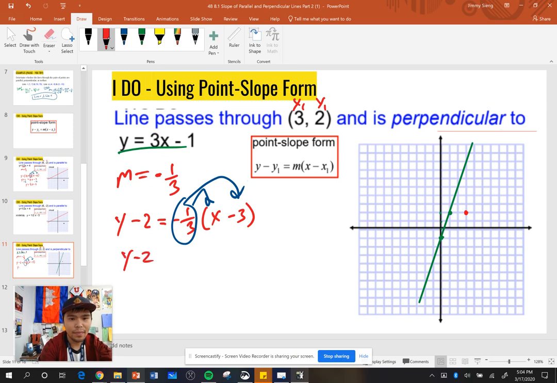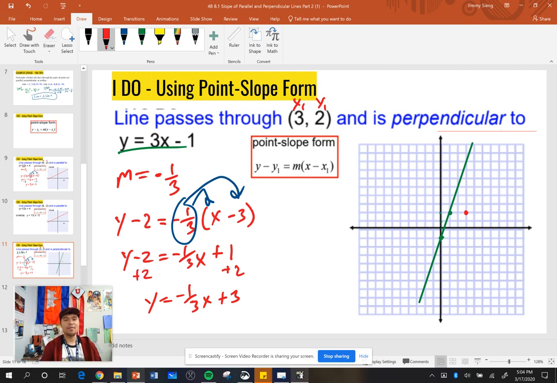y minus 2 equals negative 1 over 3x minus, what's a negative 1/3 times negative 3? That should be a positive, right? Okay, we're almost done. Plus 2 to both sides. So y equals negative 1 over 3x plus 3. That is your equation, okay? That's the line that passes through (3, 2) and has the perpendicular slope.